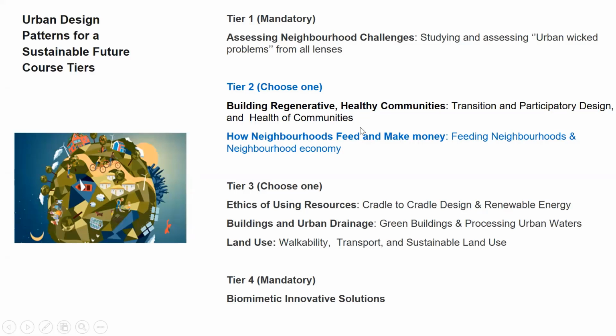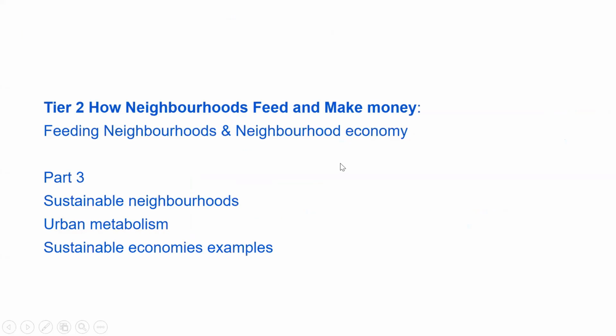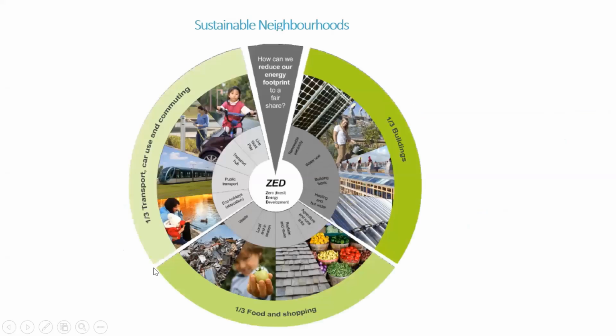Hi, welcome back to part three of this tier, how neighborhoods feed and make money. So in part three, we're going to be looking at sustainable neighborhoods, urban metabolism, and sustainable economies and examples about these.